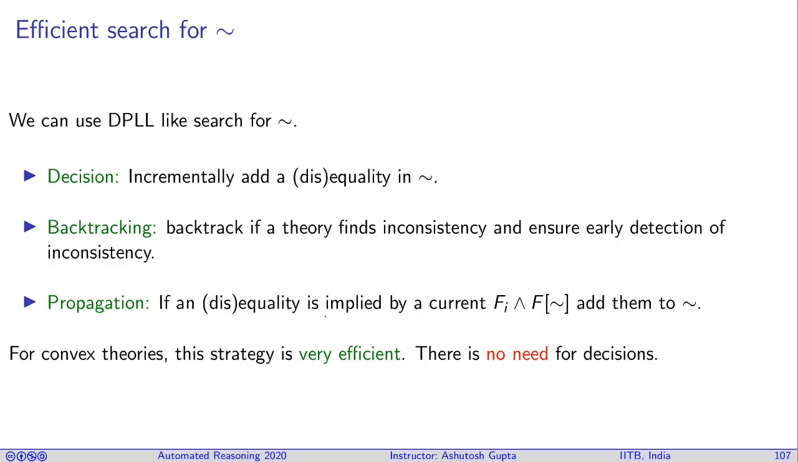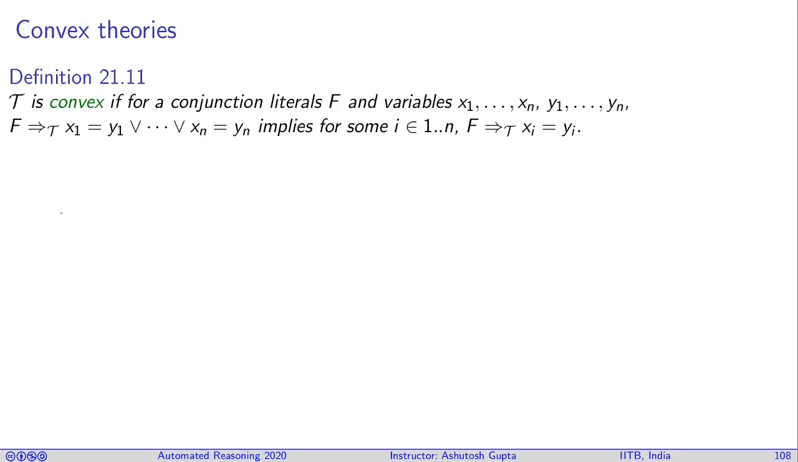However, there is a particular situation when theories are convex. This method is very efficient. You really don't need any decisions. Everything is done by propagations, and we will see what the convexity condition is. If you have a formula F in a given theory, and it implies a disjunction of some n equalities, that means exactly one of them is implied by F. This is called the convexity property.